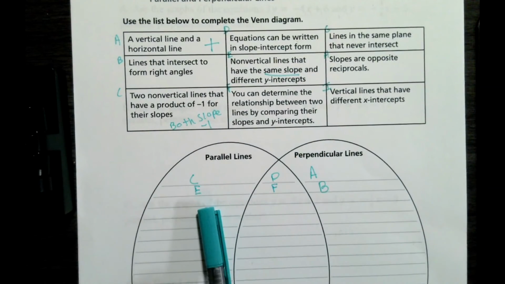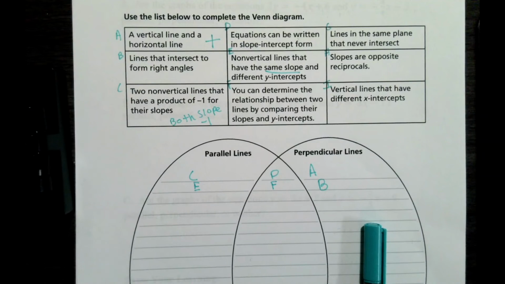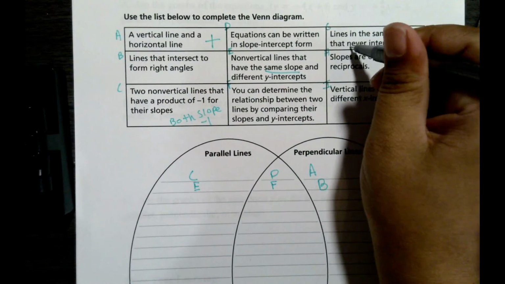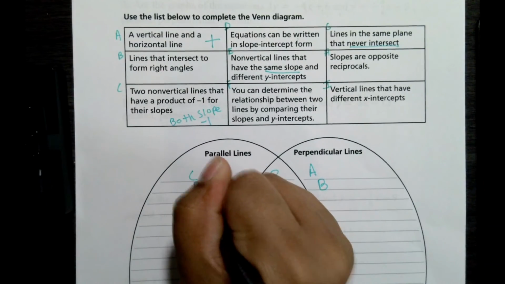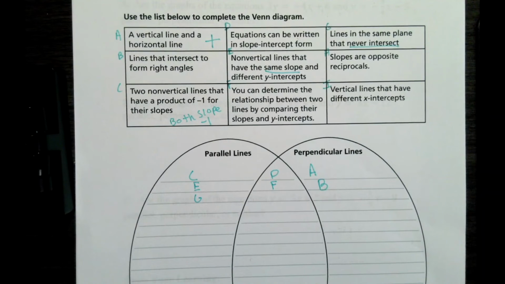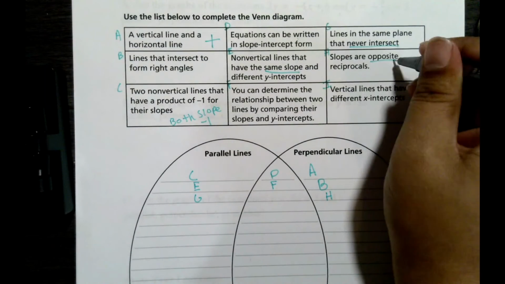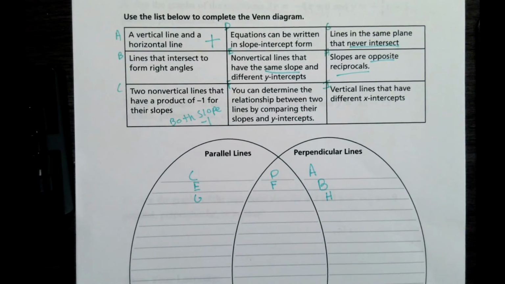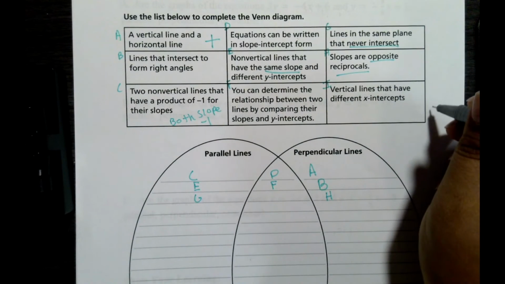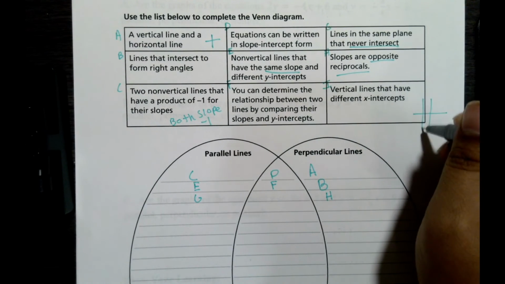Lines in the same plane that never intersect. So remember, if they never intersect, that's actually the definition of parallel. So our never intersect tells us it goes here. Alright, H. Slopes that are opposite reciprocals. Well, as stated, we know exactly what that is. That's perpendicular. And then vertical lines that have different x-intercepts. So what that means is, here's our axis, here's a vertical line, there's a vertical line. These two lines are going to be parallel.